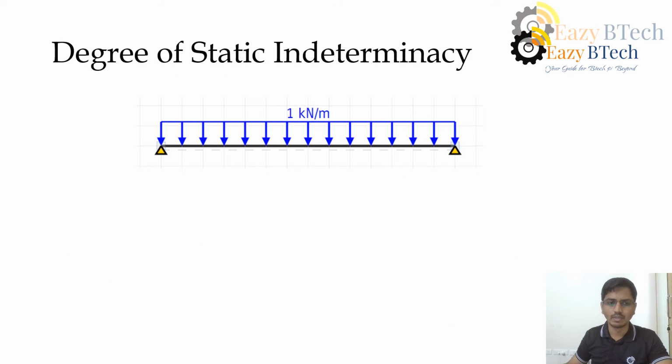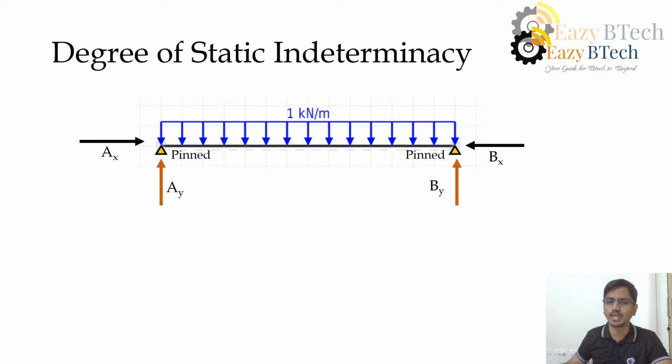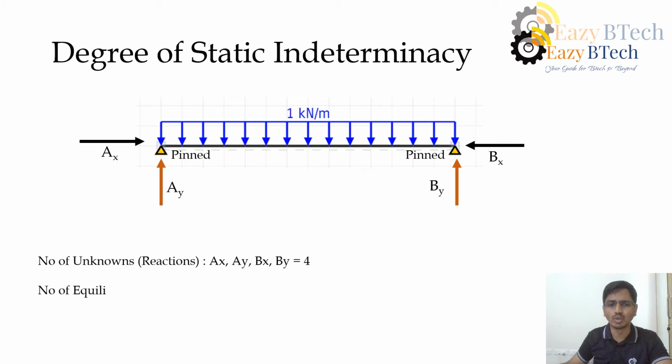In this example, both the ends of the beam are pinned. This is pinned, this is pinned. Here we'll get 2 reactions, and here also we'll get 2 reactions. Now, how many reactions do we have as unknowns? We call those 4, that is Ax, Ay, Bx and By. So the total is 4. Right?